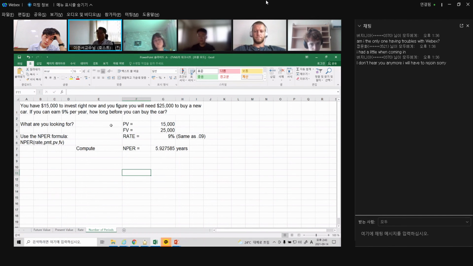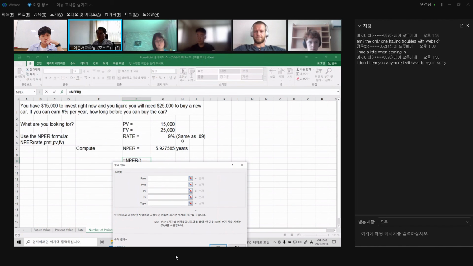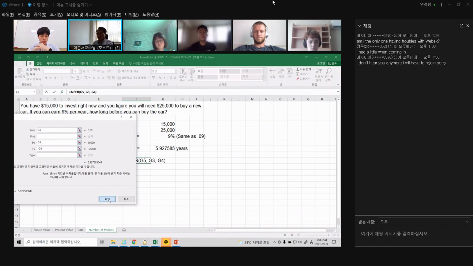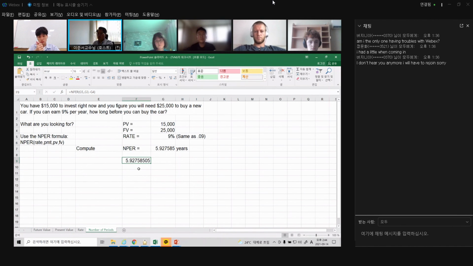Anyway, what does this question ask? To solve for the number of periods. So, equal sign. The function to solve for the number of periods is NPER. Number of periods, NPER. Here you go. Interest rate is 5%. Payment, at this point you don't have to think about the payment. Present value is $15,000. Future value is $25,000. You should add a negative sign in front of the future value. Type, you don't have to think about type. And if you click confirm, 5.92758 years, right? So almost 6 years later on, you can buy the car.